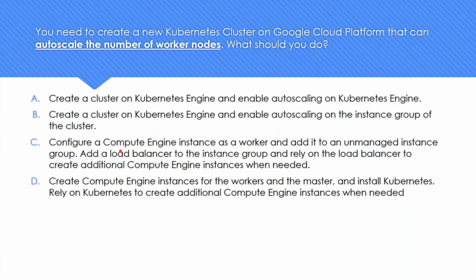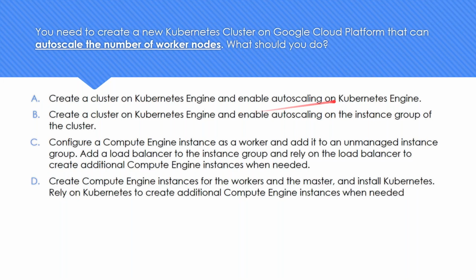C easily, because they are talking about configuring the compute engine. So I don't need to even look into that. Similarly, the option to create a compute instance for the worker as a master and install Kubernetes is totally ruled out, because the master is going to be fully managed by GCP. D and C are ruled out directly because of the small hint I gave you. You're left with only A and B.